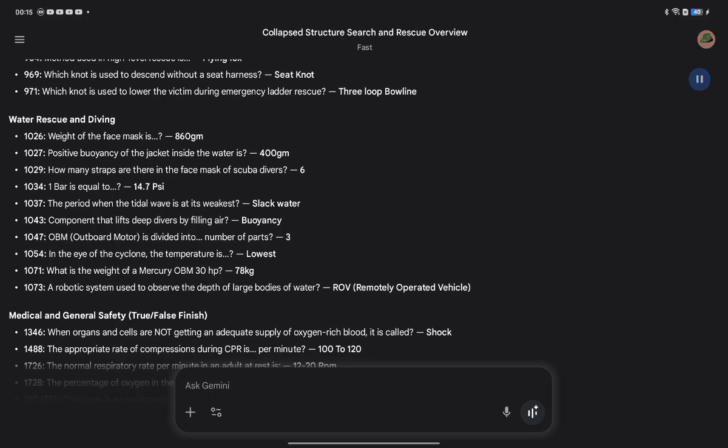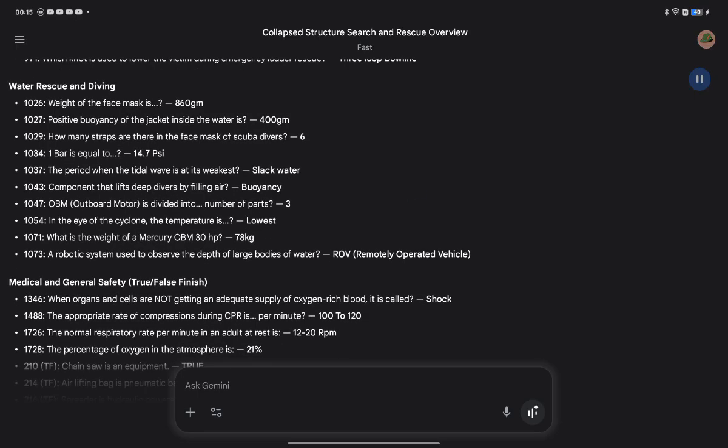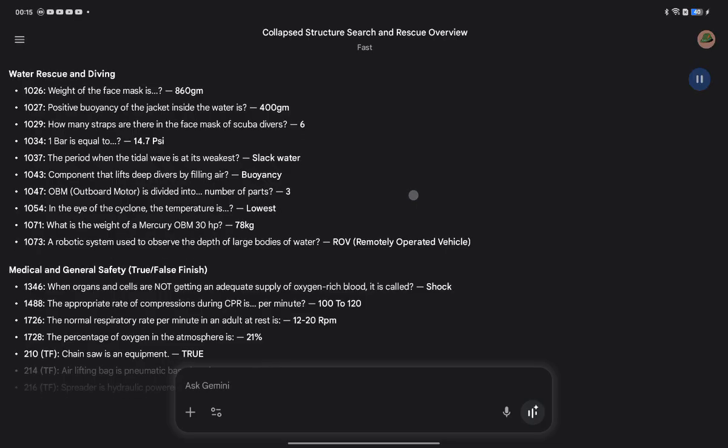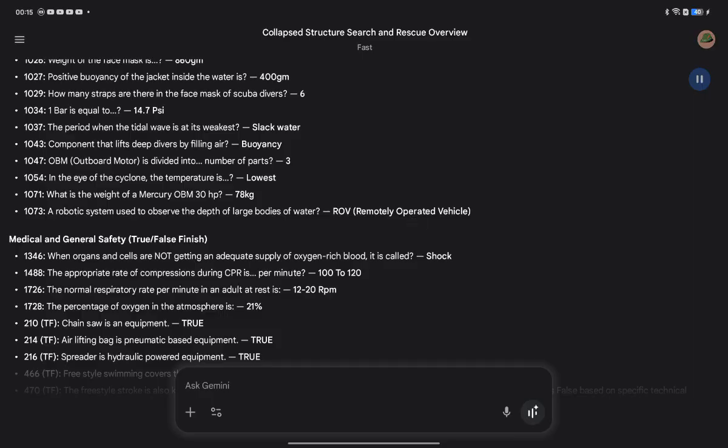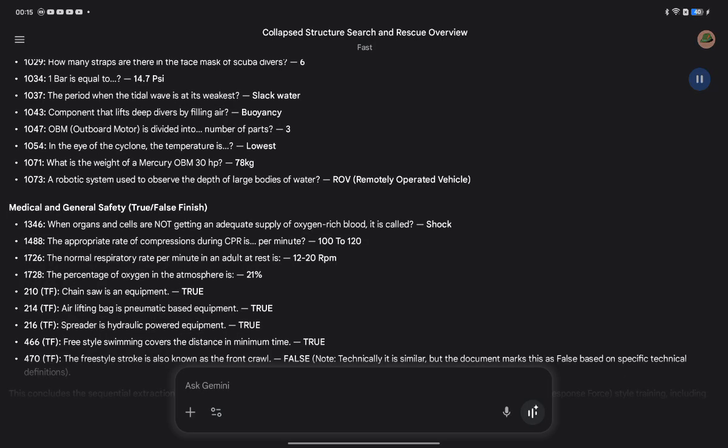1026. Weight of the face mask is 860 gm. 1027. Positive buoyancy of the jacket inside the water is 400 gm. 1029. How many straps are there in the face mask of scuba divers? 6. 1034. 1 bar is equal to 14.7 psi.